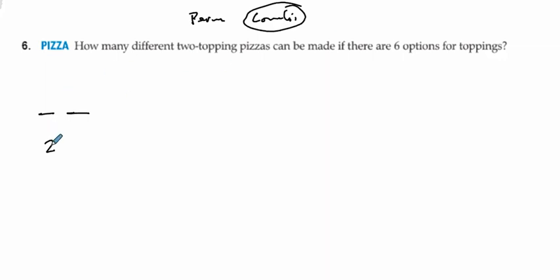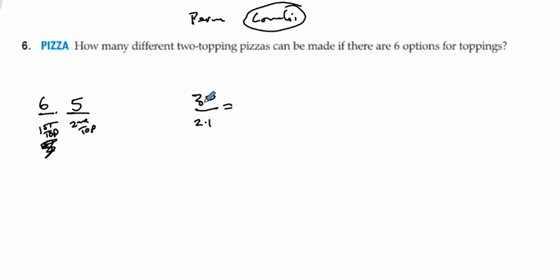So for your first topping, you have 6 options. And for your second topping, you are now down to 5, because we're assuming they're not allowing double toppings. And so that gives you 30. But remember, there are 2 different ways to arrange the 2 toppings. So it's divided by 2 times 1, which is just 2.